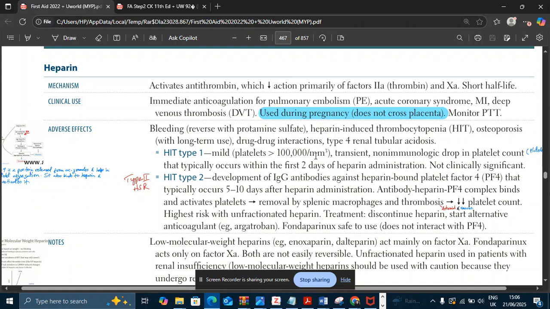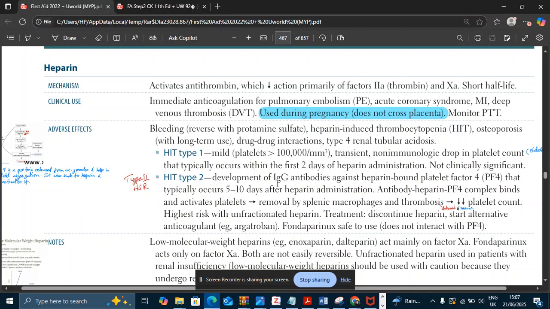Okay, now the important type is HIT type 2. HIT type 2 is what? It is an immunologic reaction, due to formation of platelet activating antibodies against heparin platelet factor 4. Heparin binds to platelet factor 4, and then the platelet activating antibodies bind to that heparin platelet factor 4 complex, which leads to platelet activation, a prothrombotic state, and thrombocytopenia.